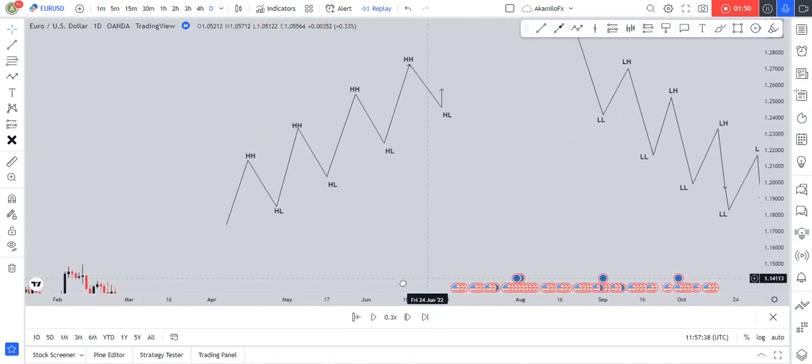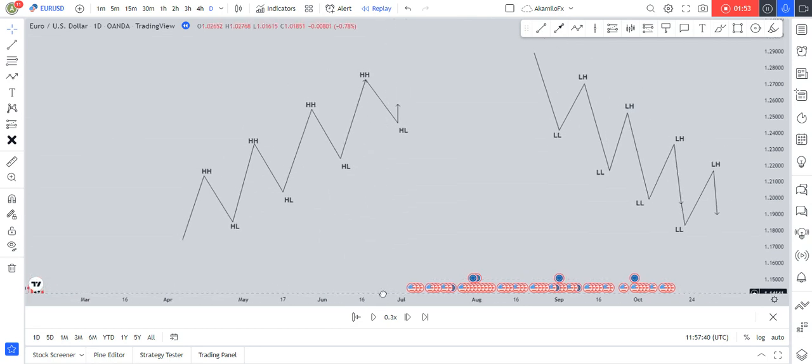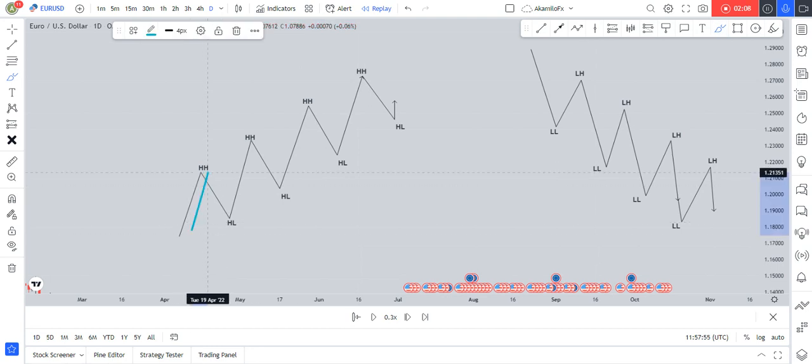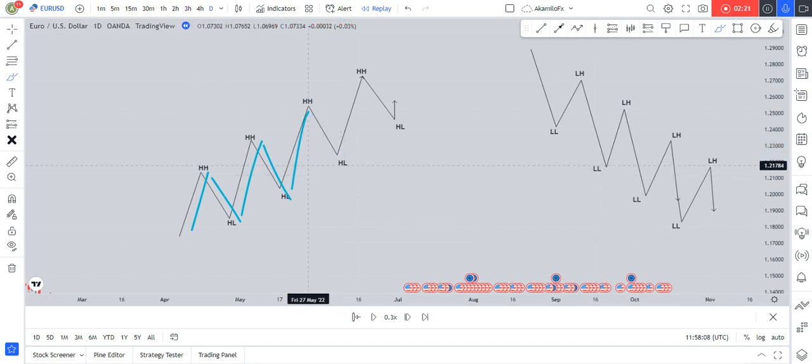Looking at these two structures, we have the bearish structure and the bullish structure, that's the downtrend and the uptrend. For you to identify your trend, price will be giving you a higher high, higher low, higher high, higher low, and higher high, higher low. This is how you can identify your uptrend market structure.